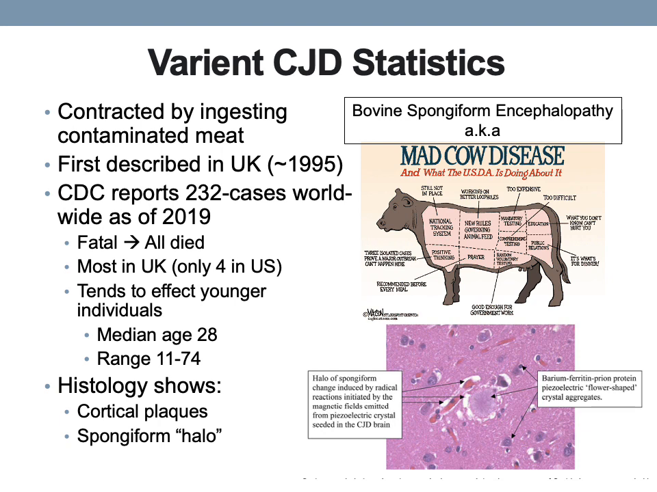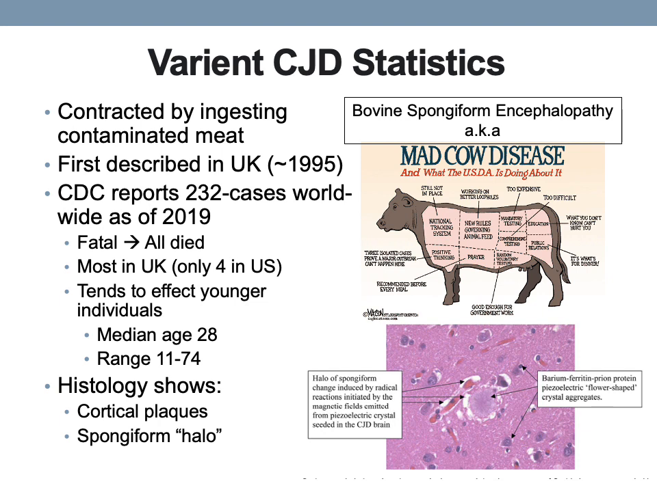What you're going to see on histology is cortical plaques and a spongiform halo. So it does poke holes in the CNS tissue, but around those holes, it's going to form a halo around another type of structure, either around a capillary or a neuron or some other kind of blood cell. So that's the key thing with variant CJD. You're going to see a halo around the spongiform damage.